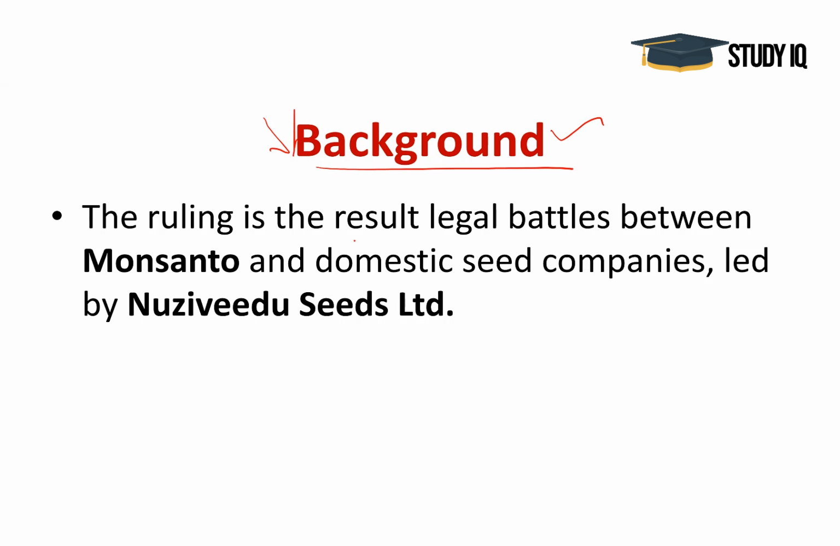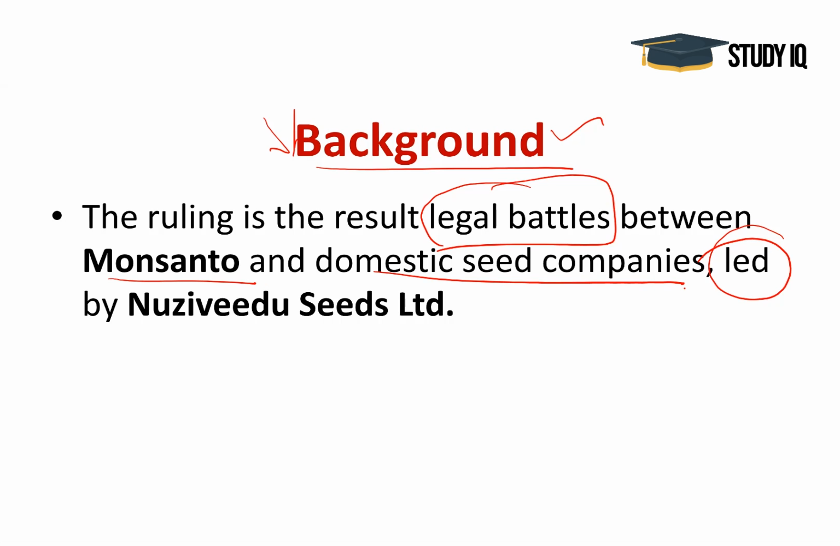Now see, the ruling is a result of a legal battle. There was a legal battle between two companies. One was Monsanto and the other was our domestic seed companies, which were led by Nuzividu Seeds. Right. So now see, what is the case? What happened back in 2004?